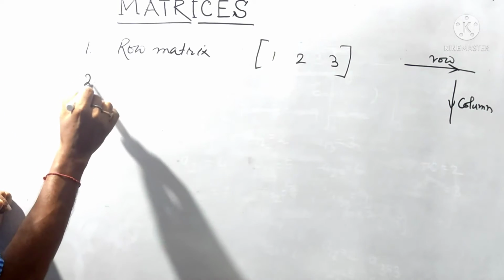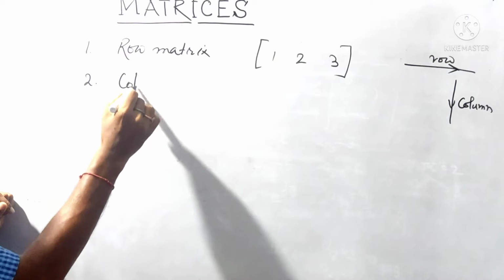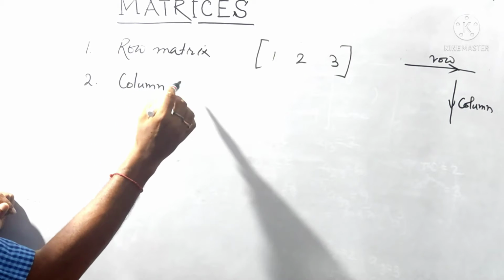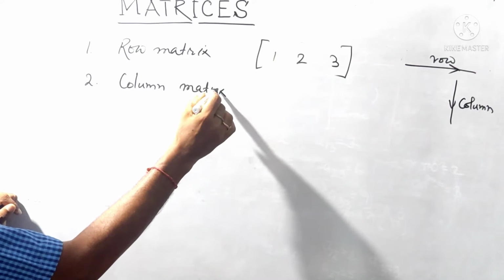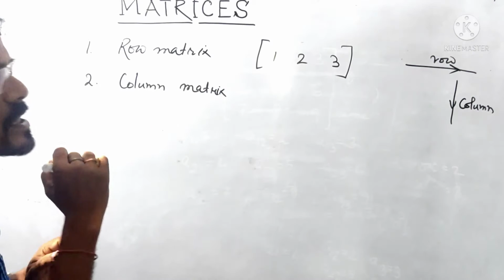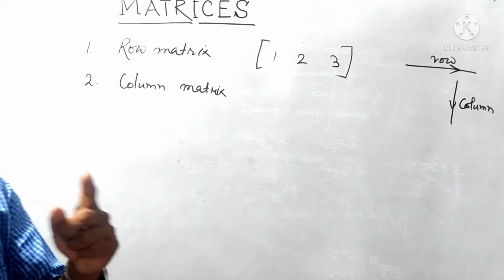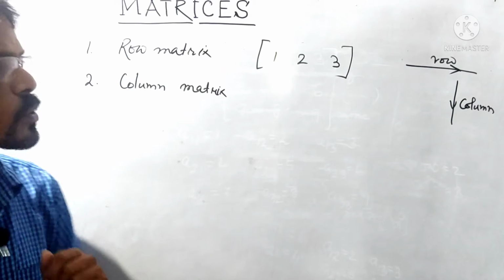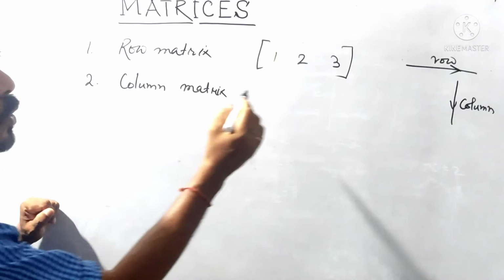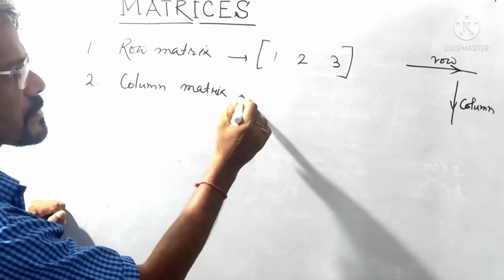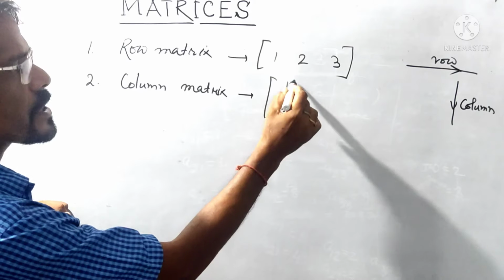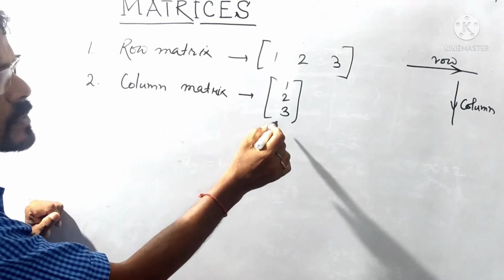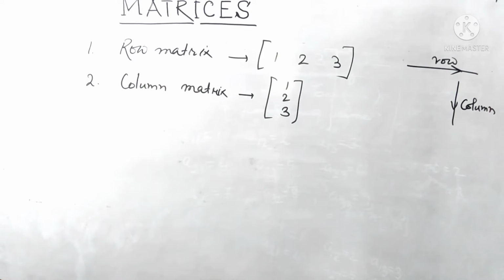Number 2, this is called column matrix. So what is called column matrix? Column matrix means if there is only one column, if there is a single column only, that is called a column matrix. Like 1, 2, 3. Here you see only one column, that's why this is called a column matrix.